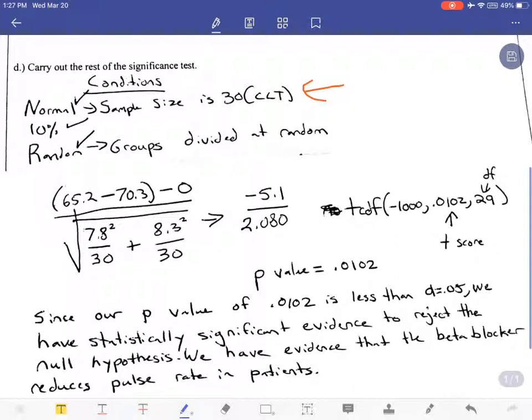We'll assume that the 10% condition checks out as well, which means that in this case there would be more than 300 people involved taking the beta blocker or the placebo, and then it tells us that they're randomized. Again, the two that you really want to make sure that you know how to do, and that can be checked on the AP test, are the randomization and the normality. So make sure that you are comfortable with those. So that's the second part, conditions.